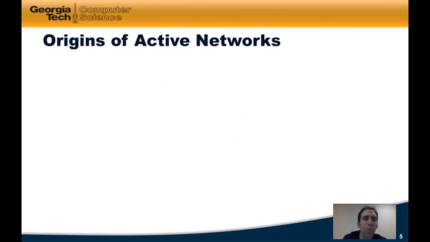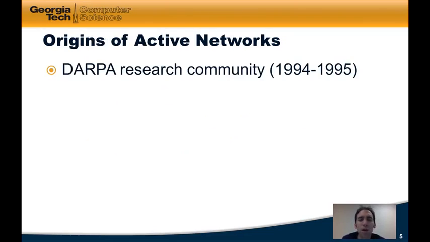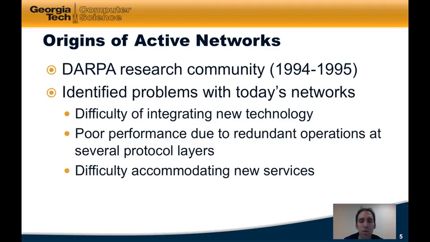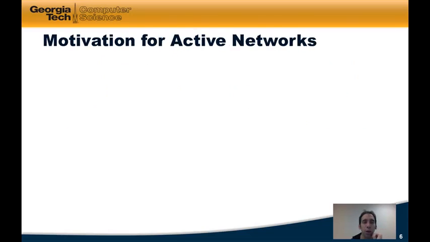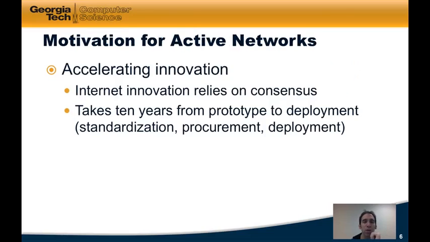Where did active networks come from? Well, in the mid-1990s, the DARPA research community was discussing various problems that existed in networks. In particular, they identified that it was very difficult to integrate new technology into the network, and that sometimes the network would exhibit poor performance because the same operations were being re-implemented at multiple layers of the protocol stack. Finally, it was noted that it was difficult to accommodate new services as they're introduced into the network. So in a nutshell, the motivation for active networks was to accelerate innovation.